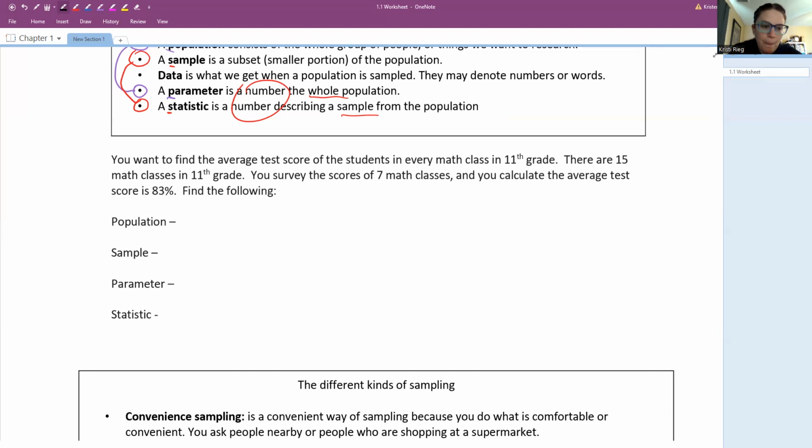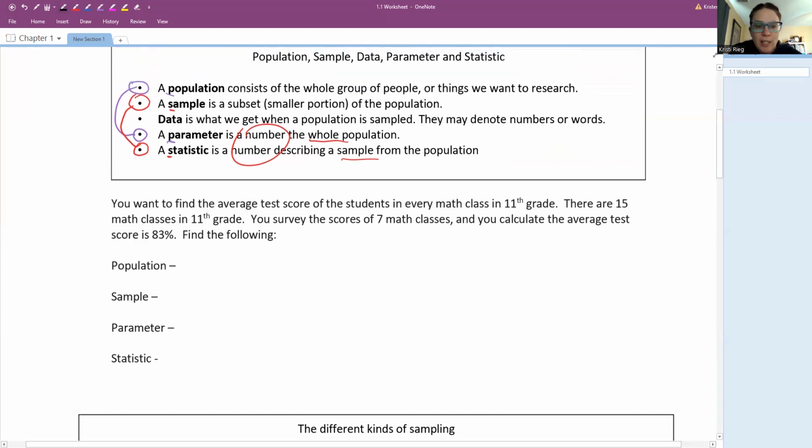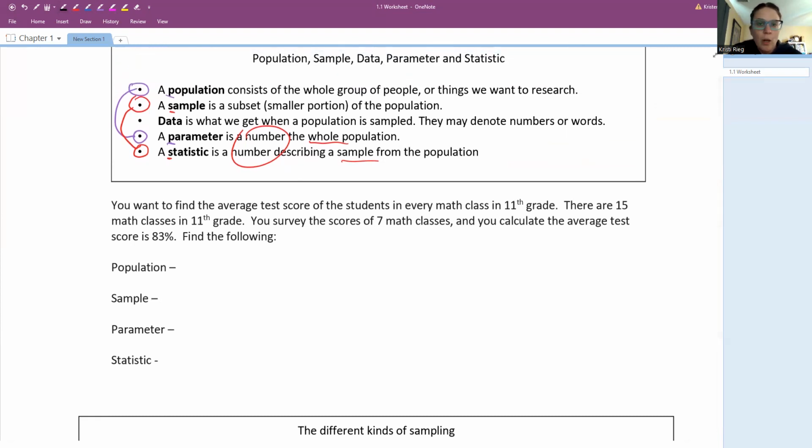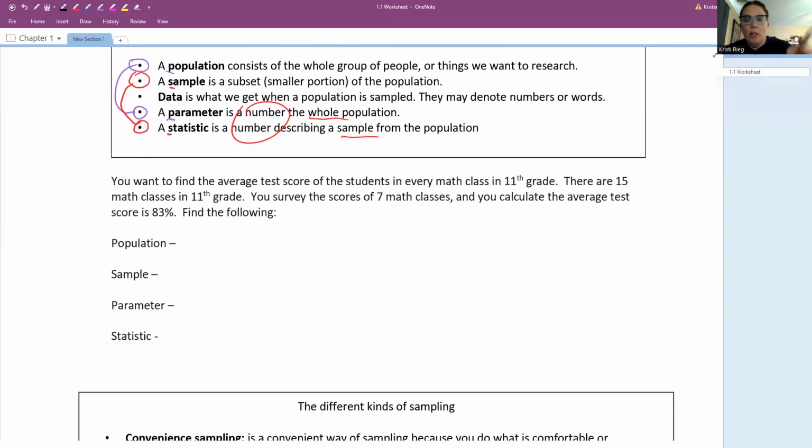Find the following. So with population, since it's talking about the whole group, we typically start with the word all. And if you see the word all, then you know you are in the population. So for this, we're talking about students in 11th grade math. So we want all students in 11th grade math.